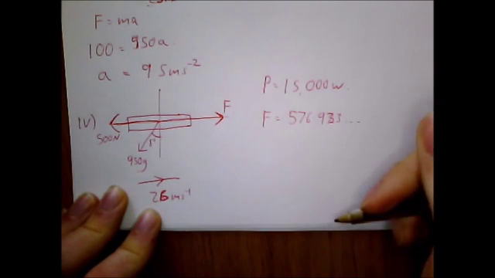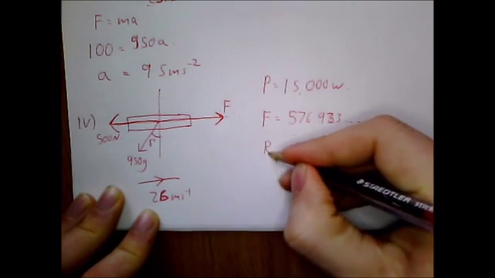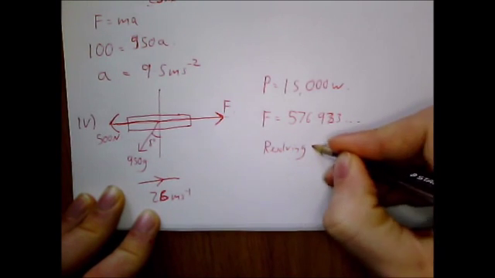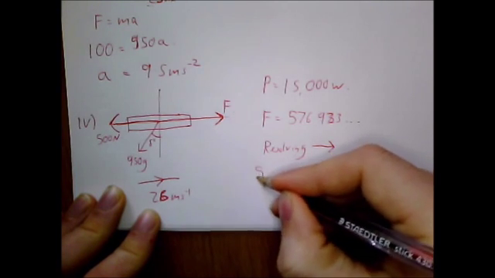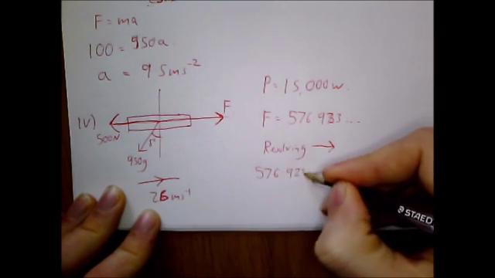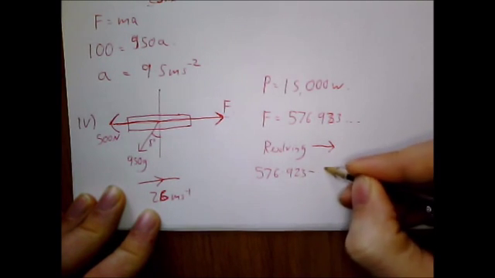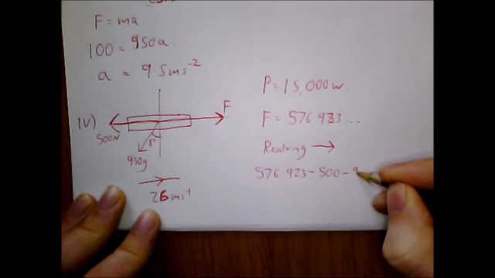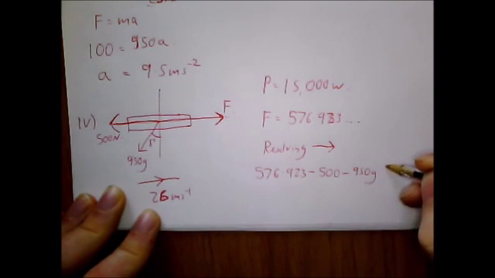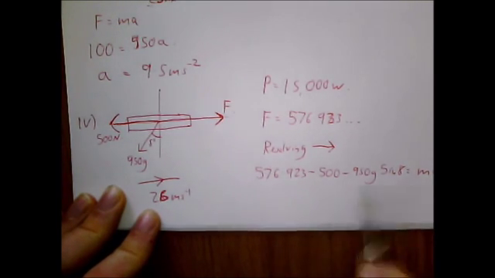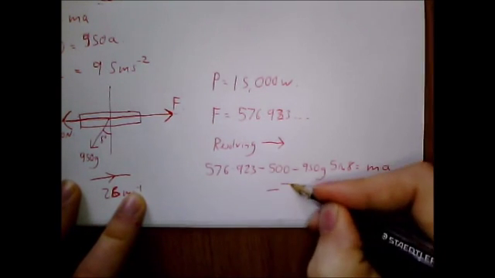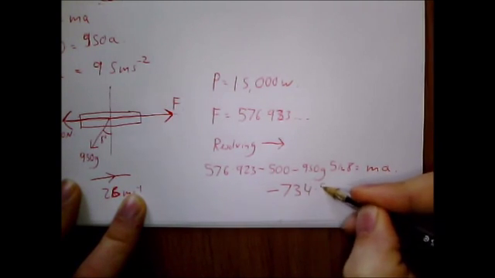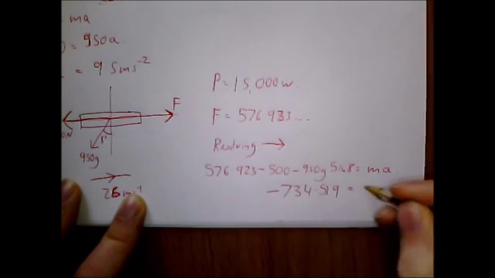We can now once again use resolving forces. This time it's not quite so simple, so we will do this one properly. Resolving to the right, we have 576.923 minus 500 minus 950g sine 8 equals ma. Calculating this should give you negative 734.519 equals 950a.